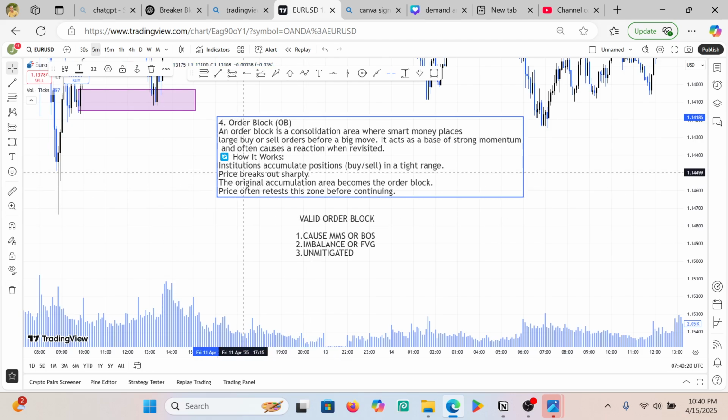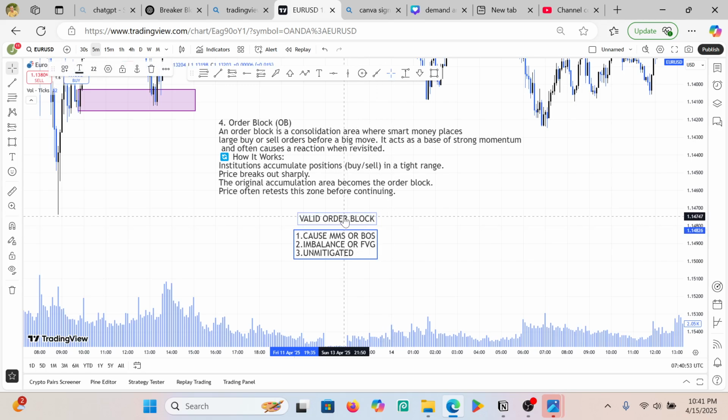So how it works: institutions accumulate buy or sell positions in a tight range. Price breaks out sharply, a sharp break of price with aggressive movement. The original accumulation area becomes the order block. Price often retests these zones before continuing with the overall trend.